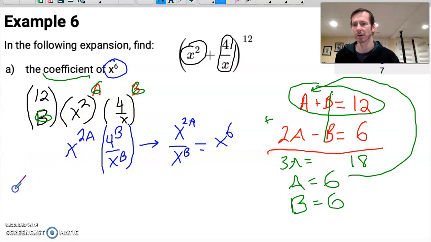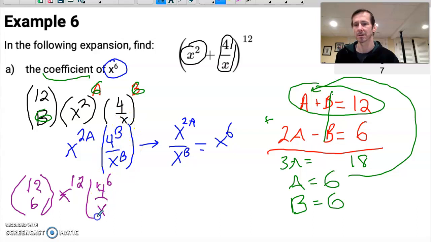So what I know for sure is I would have 12 choose 6. This is going to be x, and if that's really a 6, that would be x to the 12, which looks like I'm breaking rules. But over here, I'm going to have 4 to the 6th. And on the bottom, I would have x to the 6th, which means I would have 12 choose 6.